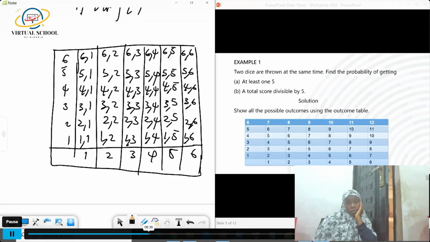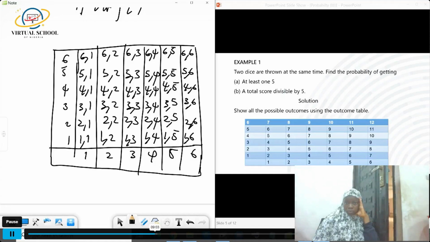Now this is what we call our table of what? Outcome. Now from what we have here, we just added everything together. Like 1 plus 1 will give us 2, 2 plus 1 gives us 3, 3 plus 1, 4, 4 plus 1, 5, 5 plus 1, 6, 6 plus 1, 7, like that. Then 1 plus 2, 3, like that. Add all the outcomes.